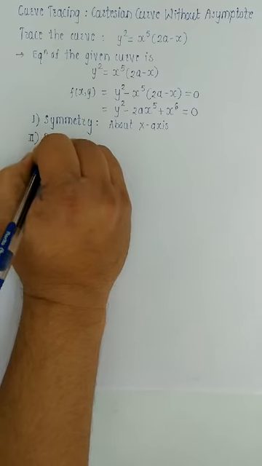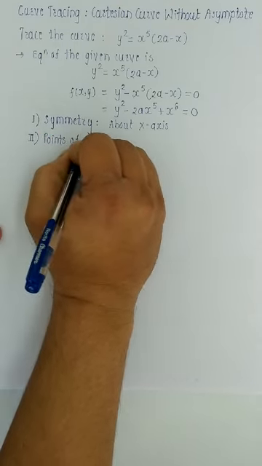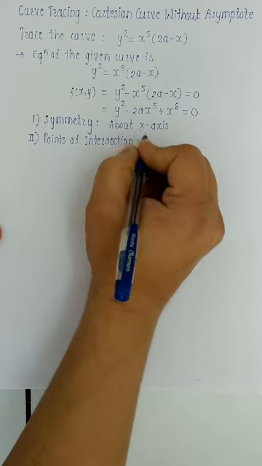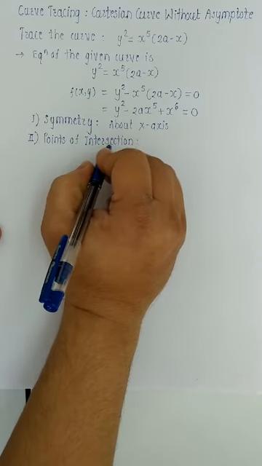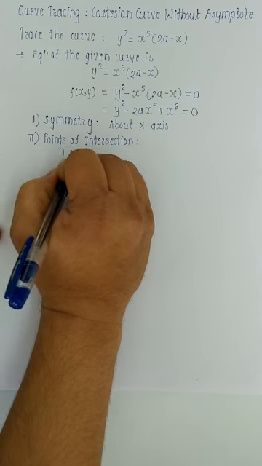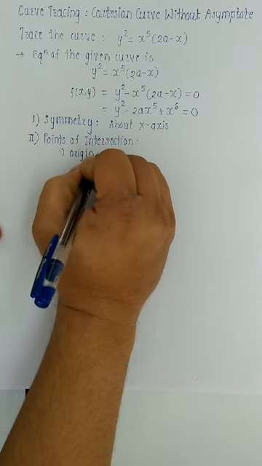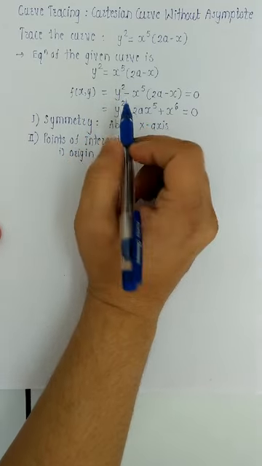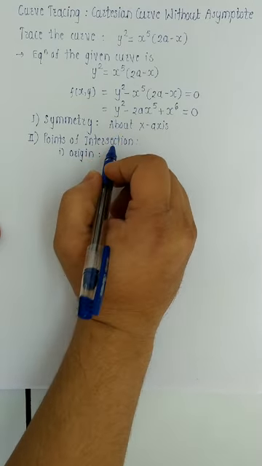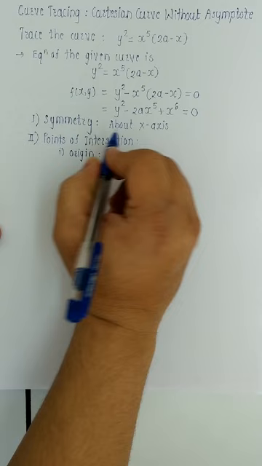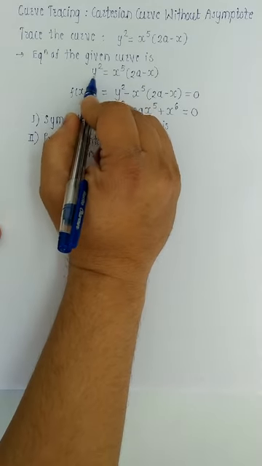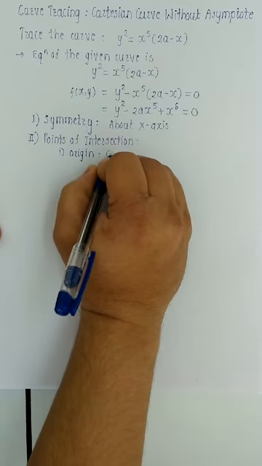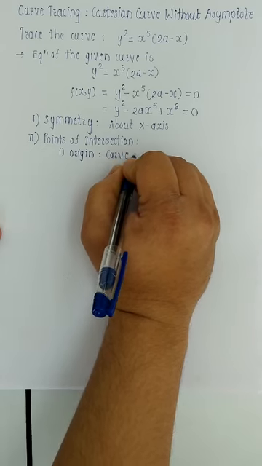The second characteristic is points of intersection, meaning we want to find the points through which the curve is passing. First we consider the origin. For this, put x equal to 0, y equal to 0 in the equation of the given curve and check whether the point 0, 0 satisfies the equation. Clearly we get 0 equal to 0. Therefore, the curve passes through the origin.